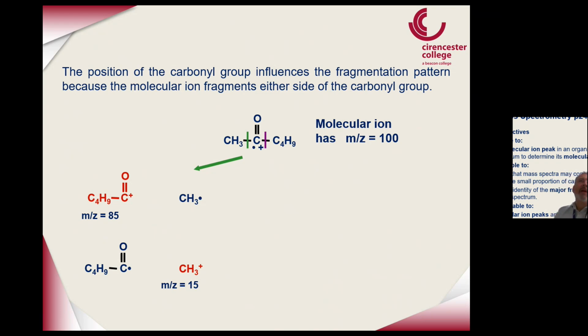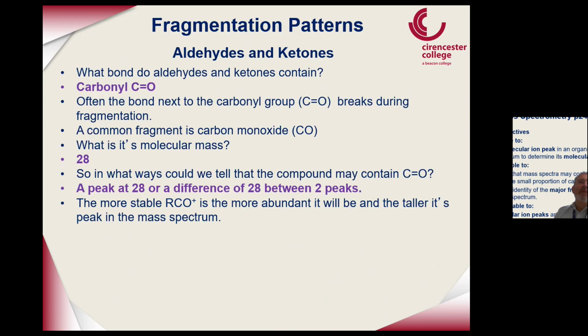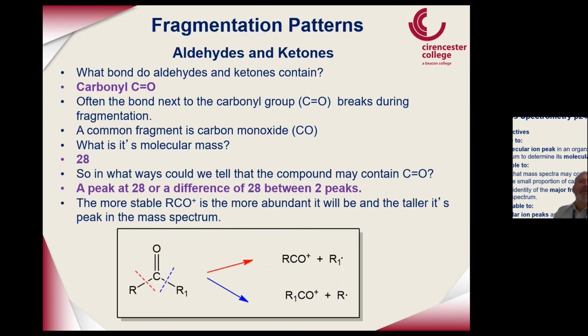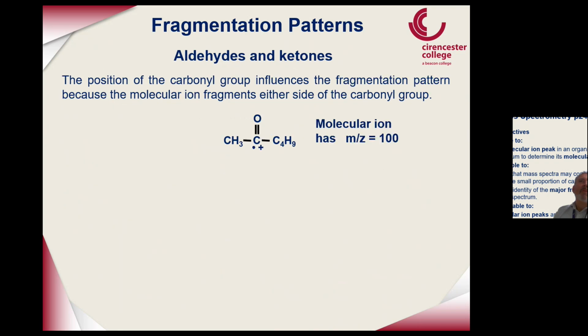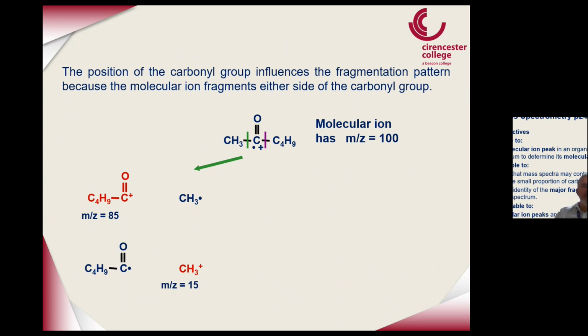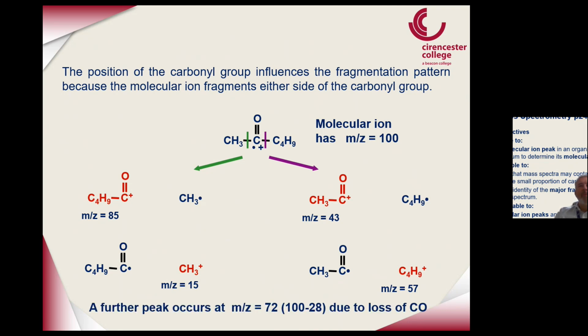When they break, we'll look at how we do the equation later. So we have the peaks like this, and you could split either way. And if we split the other bond, that could end up either way. So we get those various peaks, which hopefully should make sense, and the masses should make sense if you work them out. And a further peak could appear at 72 because we might just lose the carbonyl.